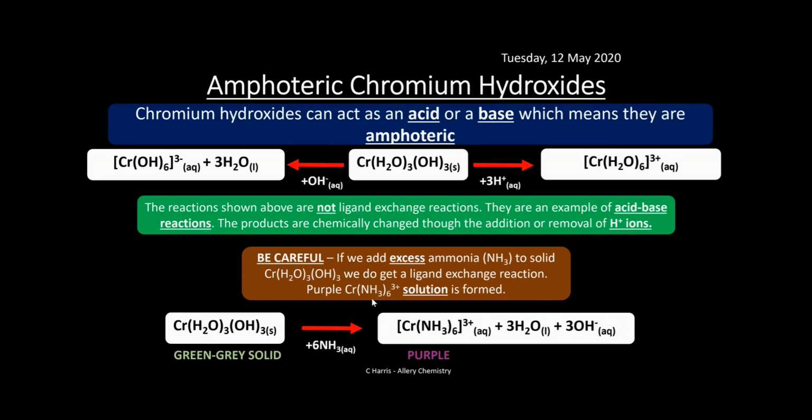So here's the reaction. We get this green-grey solid, remember, that's being produced. And then if we add our 6 ammonia molecules here, we form this complex, which is a lovely purple colour. And obviously the ligands that were attached there are now separated. So we've got 3 OH- ions and 3 H2O. So that is a ligand exchange reaction. But this reaction over here is an acid-base reaction. So don't get them confused. Try and make sure that you can remember that.